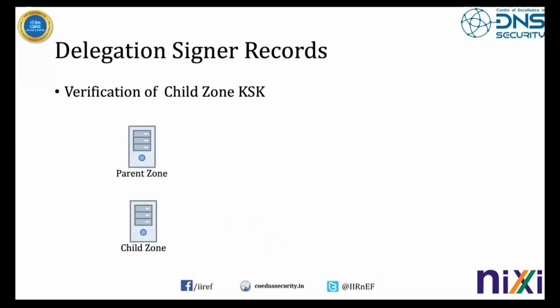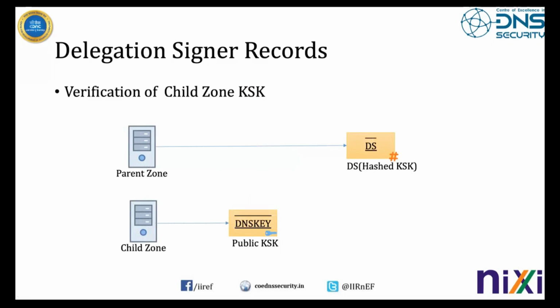Now, how can I verify the DS record? From the parent, I will get the DS record, which is basically the hashed KSK. And from the child zone, I will get the DNS key record. On the DNS key record, I will apply the hash. That will also give me a hashed KSK. If both hashed KSKs are the same, it means that the trust from the child has propagated to the parent.